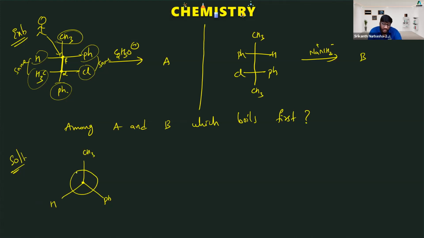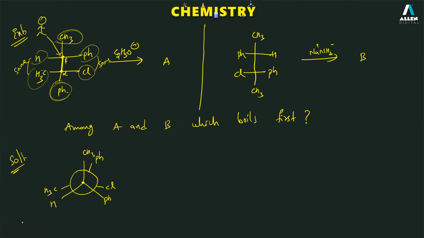To the back carbon, what is my scenario? Ph is on which side? This Ph and this CH3 should have the same orientation, so Ph will be somewhere here. This Cl and this Ph should also have the same orientation. And this hydrogen and this CH3, here we should have CH3. Everyone understood how to draw the Newman projection or not? Yes or no? Yes, sir. From the Fischer projection, I have converted to the Newman projection so as to understand where the groups are actually present in space.